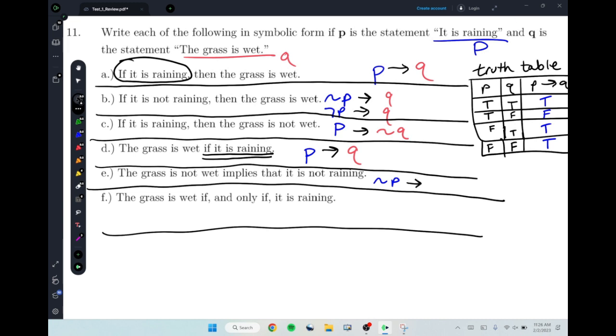Wait, did I mess up? Yeah, I did. Because the grass is not wet, the grass is wet, right? So not Q implies not P, and that's got a name.